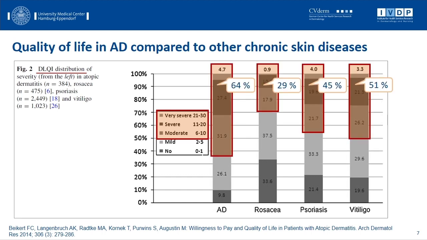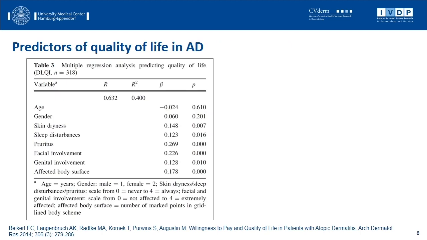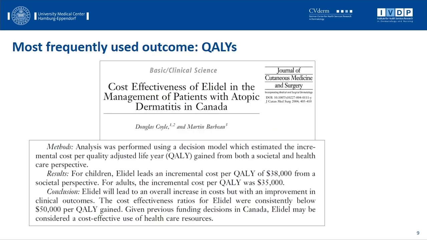In the same study, they estimated the determinants that predict quality of life in patients with atopic dermatitis. Those were, for example, skin dryness, sleep disturbances, and affected body surface. But in health economics, we are rarely solely concentrating on the quality of life, but rather on the determination of quality-adjusted life years. So, for example, here it was found that the cost-effectiveness ratios for Elidel, known as pimecrolimus, were consistently below $50,000 per QALY gained.